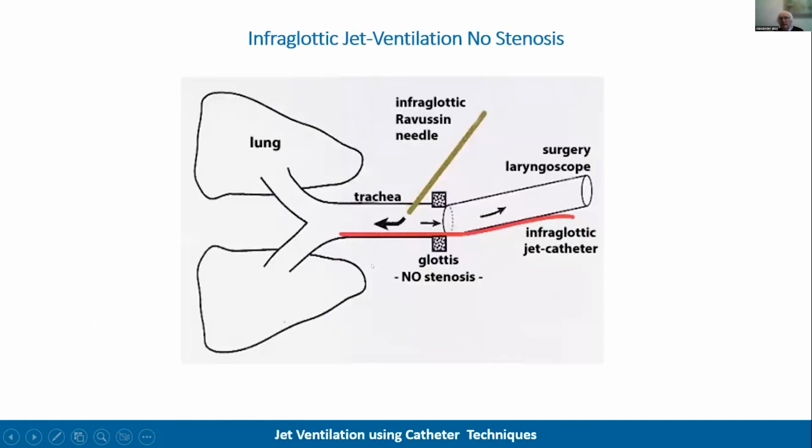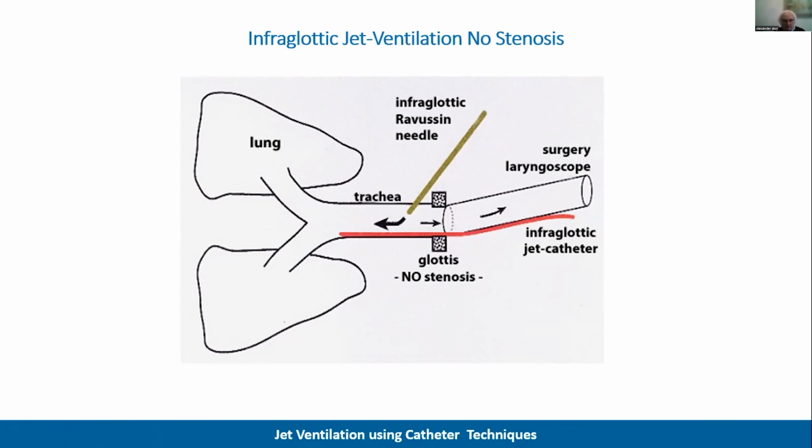And here you can see the infraglottic jet ventilation without stenosis. This is the endoscope. This is a puncture of the membrana cricoidea with a needle, in this case with a rubber needle, or you can use a catheter and put this catheter through the glottis into the trachea. In this case, when the glottis is open, it is no problem to ventilate with catheter techniques.